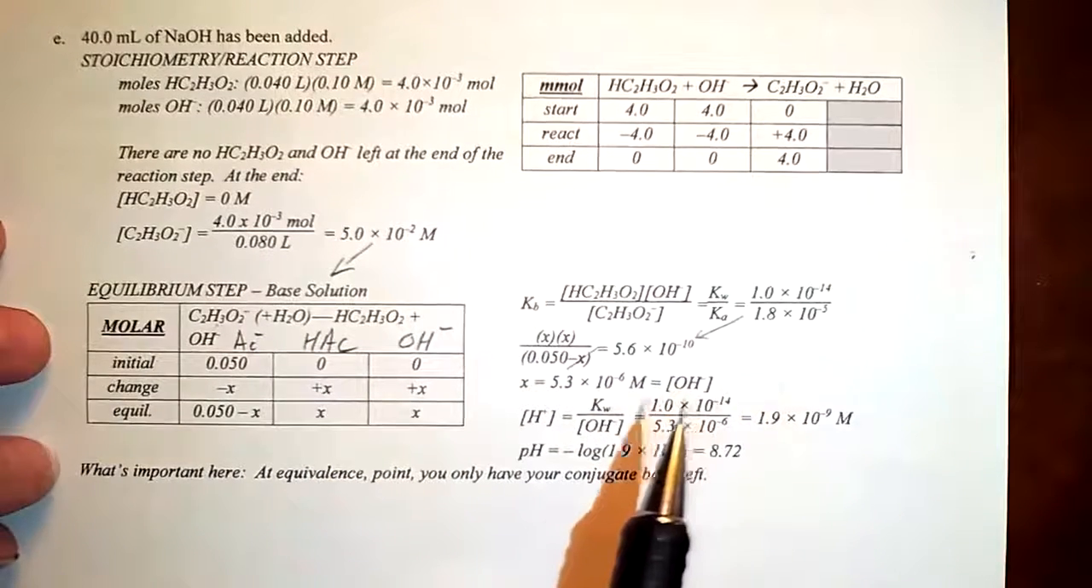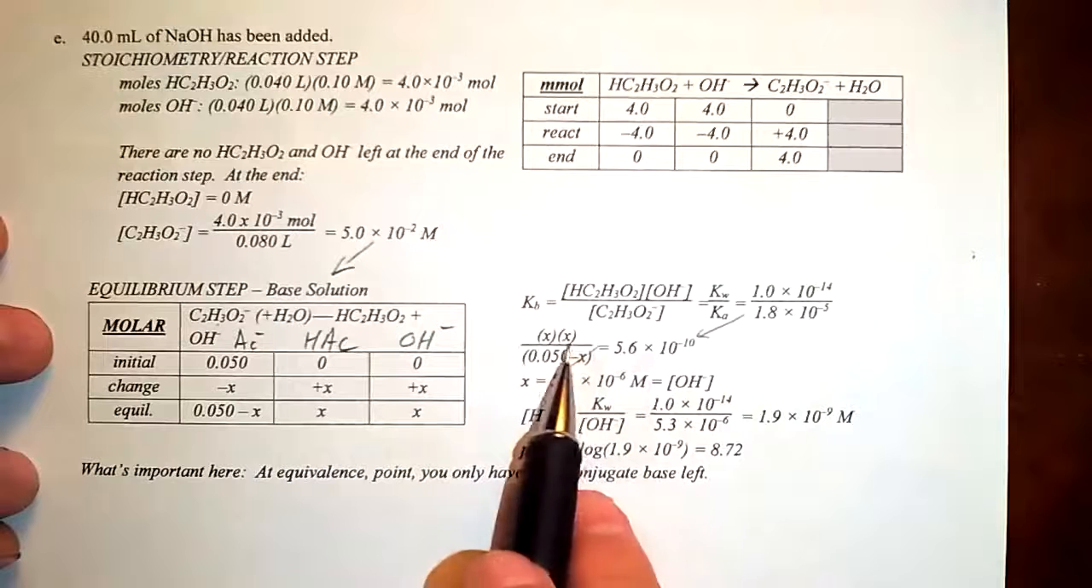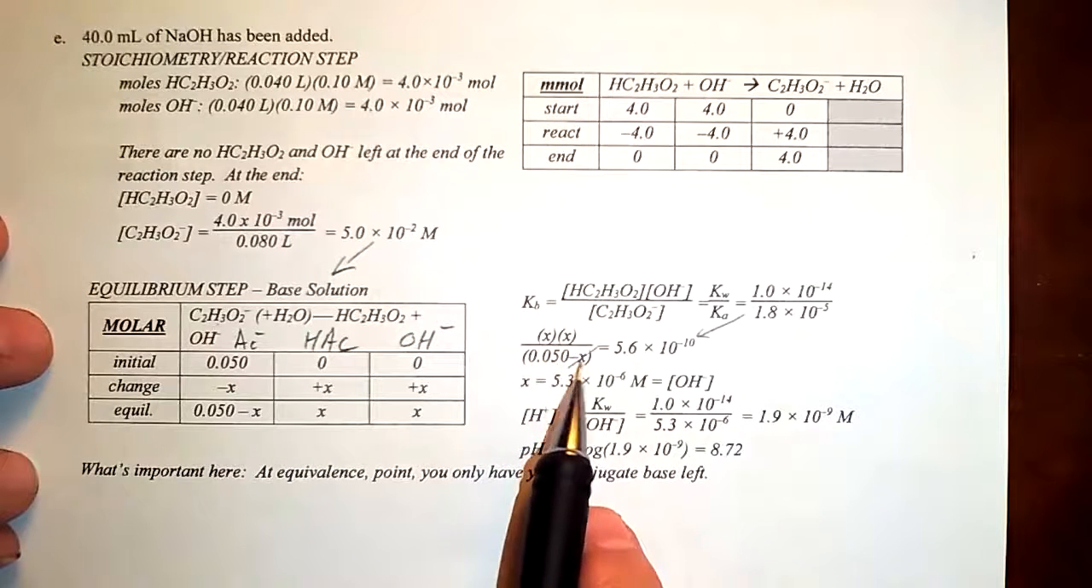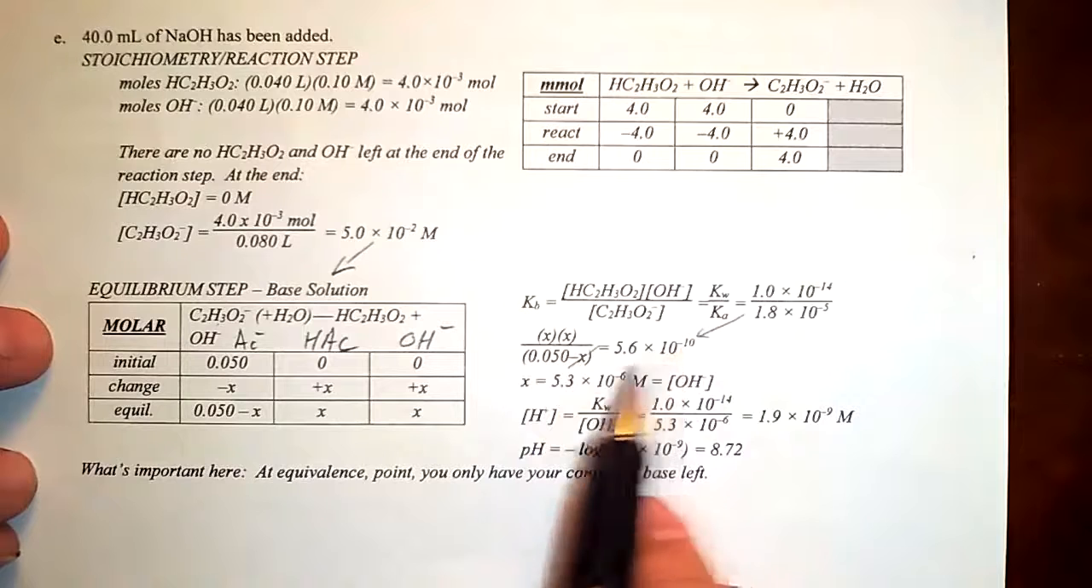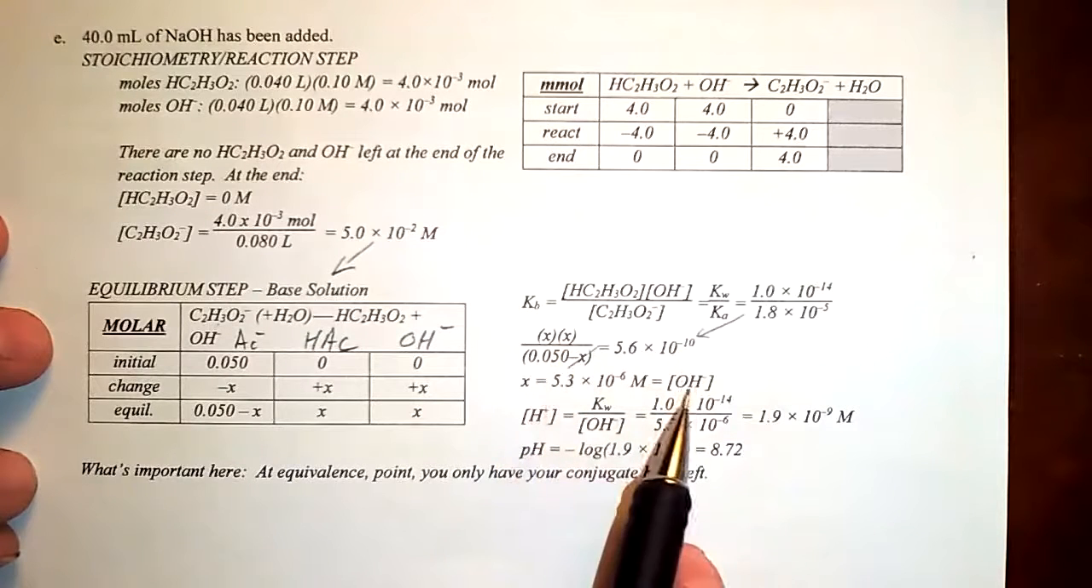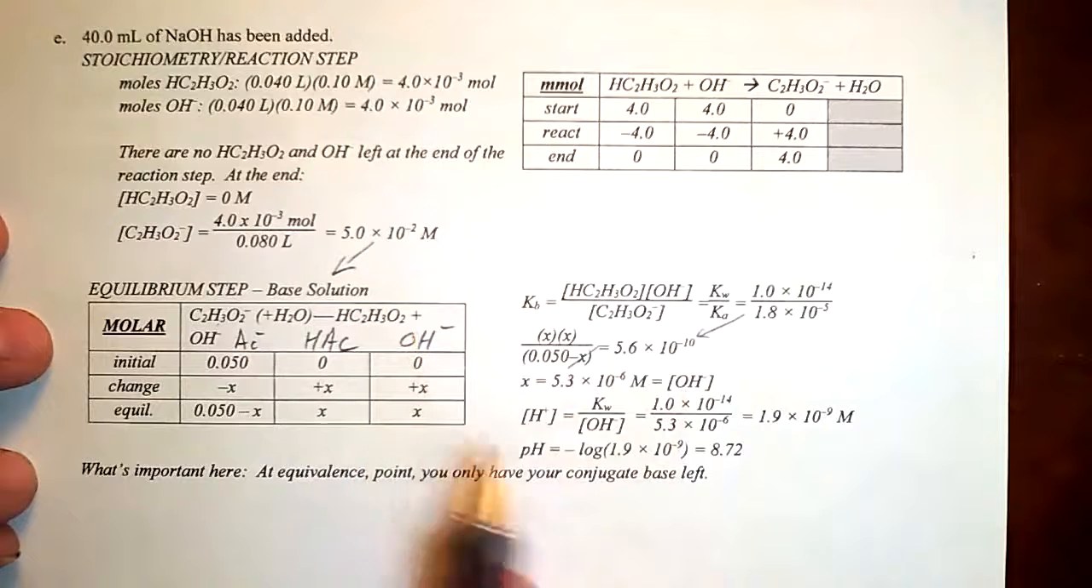So we can put it into our K expression, products over reactants to the power of the number in front, except that minus X isn't worth it because Kb is so small compared to the molarities involved. So we can get rid of that. Solve for X, but X is OH minus.